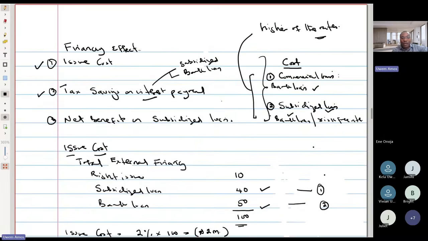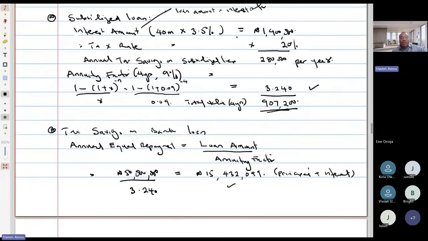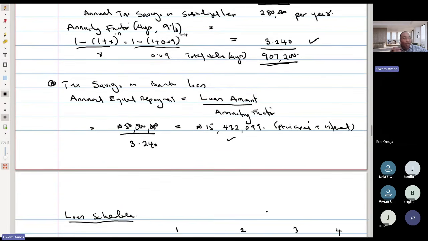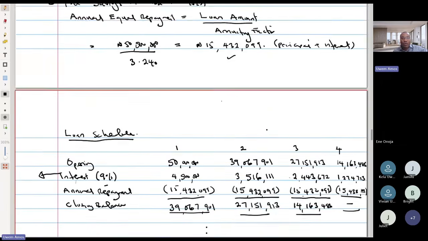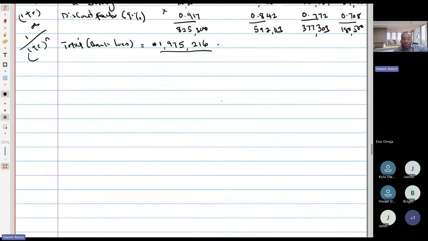So that's what we've just done. We did our subsidized loan first, pretty straightforward. The loan amount multiplied by the interest payment, because the question doesn't give us details on the repayment, so we didn't have to do the loan schedule. And for the bank loan, it tells us there's an annual repayment of interest and principal, so we've done that as well, and that's the value we've got. Let's move on to the last part of the question, which is the net benefit on subsidized loan.